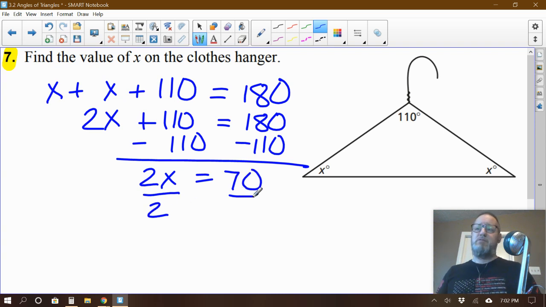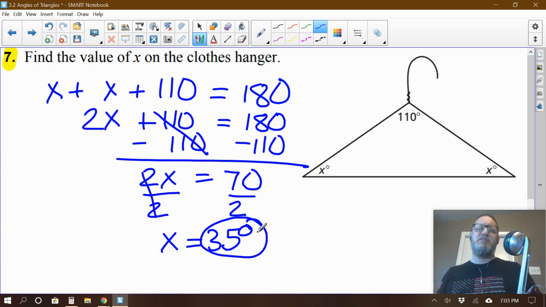Divide by 2. 2's cancel out, just like these 110s canceled out. And half of 70, 35. There we go. So what's the value of X in the clothes hanger? There we go. It's 35. And since it's an angle, it's 35 degrees.